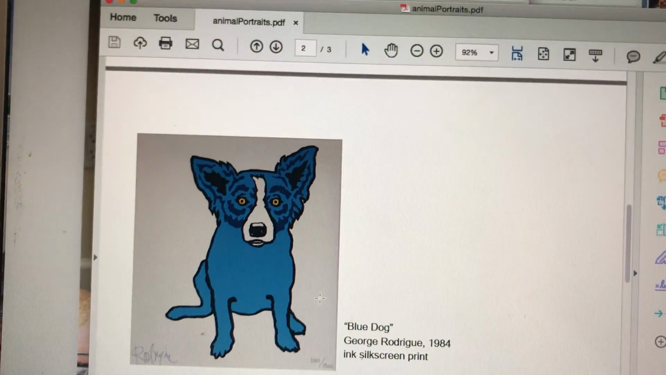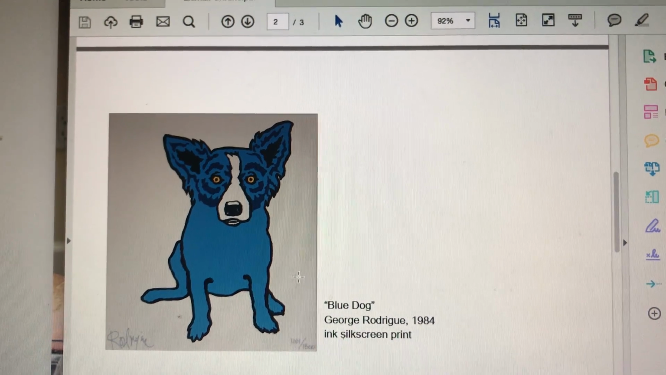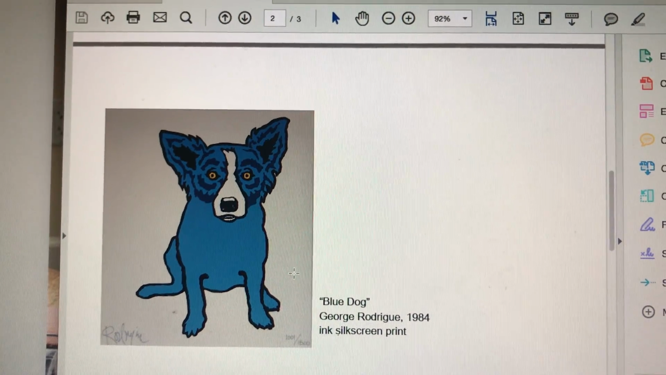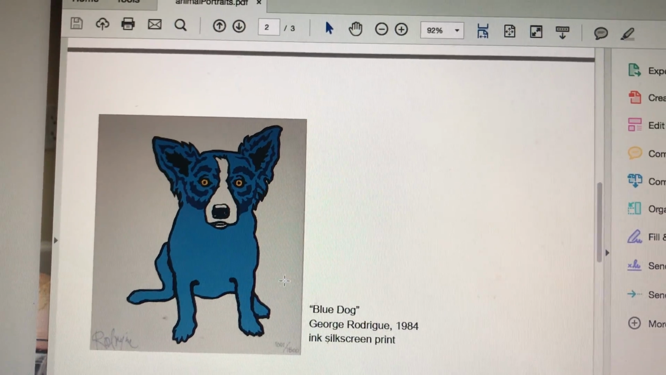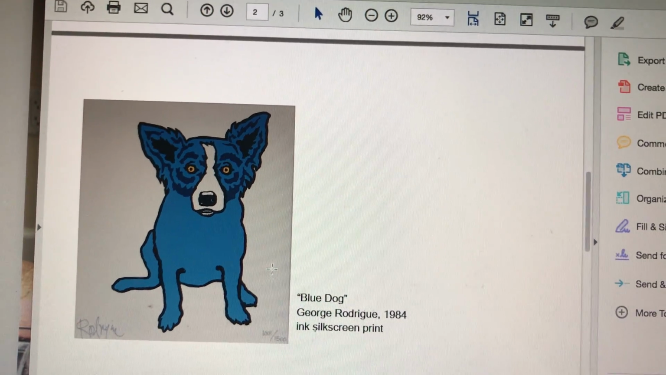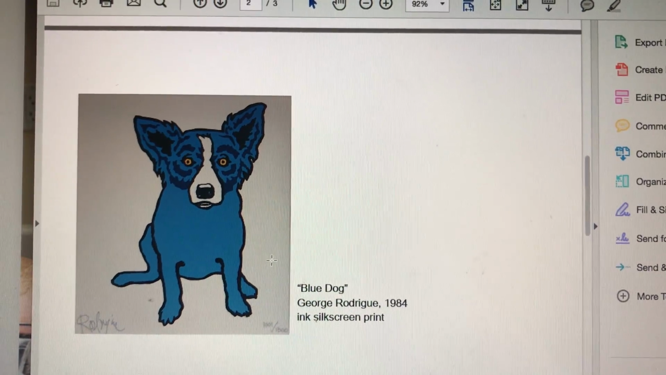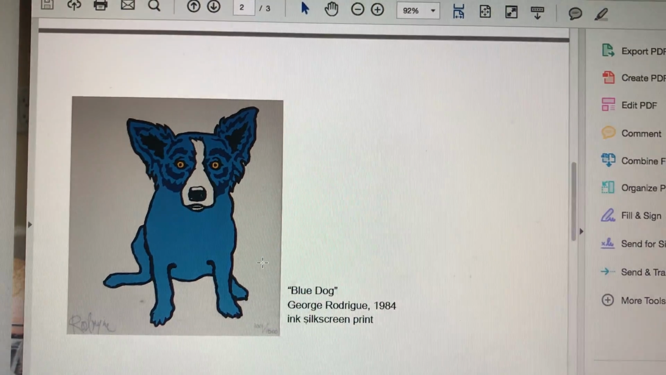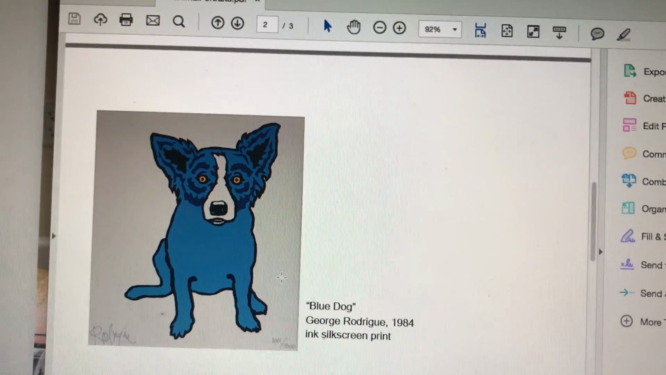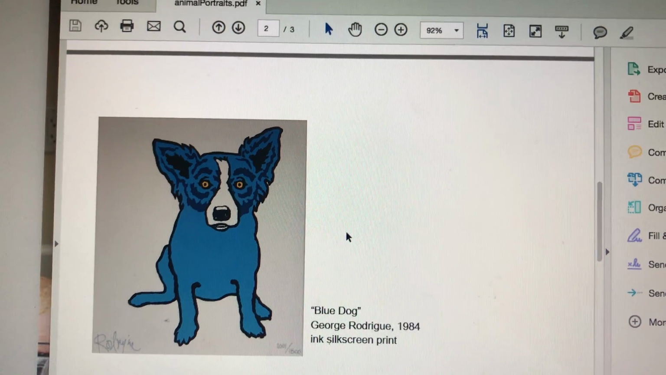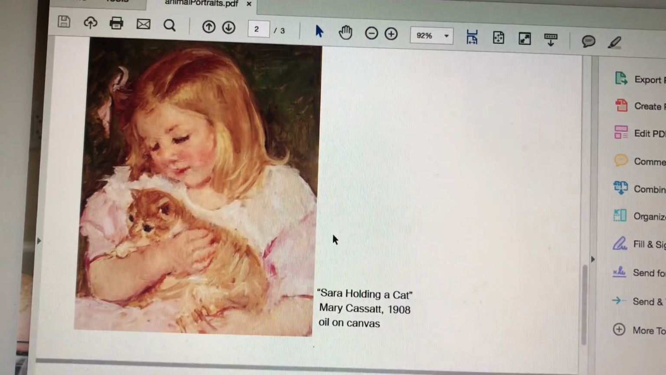This is a really cool one that shows you don't have to make it look exactly like your pet. This is called Blue Dog, and it's from 1984 by George Rodriguez. He is an American artist who's no longer alive, but he lived and worked in New Orleans. His dog was not really blue. I think it was called a blue heeler, but they're not really that bright blue in real life, but he changed it a little. And this is a very famous dog. He did lots of pictures of his dog.